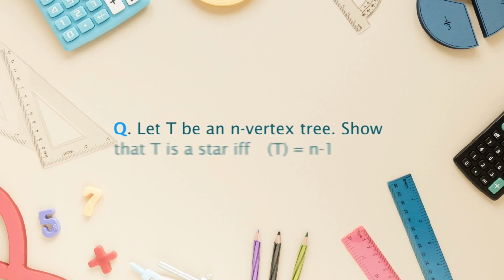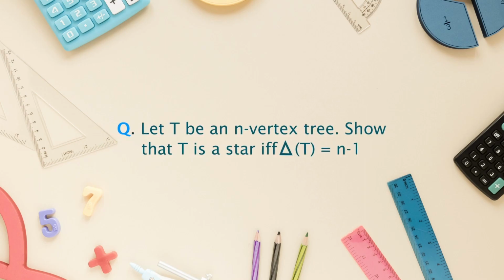Okay, now let's look at this question. Let T be an n-vertex tree. Show that T is a star if and only if the maximum degree of T is n minus 1. So again we have two statements here. If T is a star, then its maximum degree is n minus 1, and if its maximum degree is n minus 1, then T is a star, right? So let's prove the first implication.